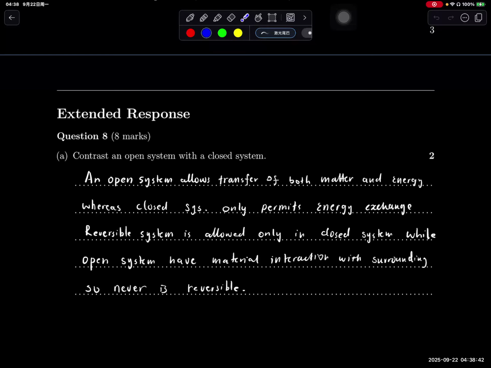And then I start answering about whether a reversible reaction is happening in which one, to give it more detail and in-depth understanding. A reversible reaction is allowed only in a closed system, while an open system has material interaction with the surroundings, so it is never reversible. I think two of these differences give you those 2 marks. So at least convince yourself of those 2 marks. Just try to write two separate things, and it should be fine.